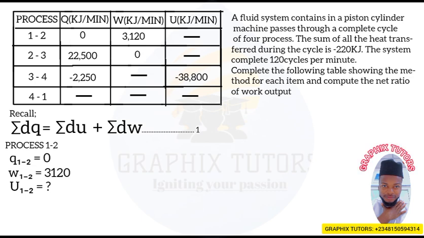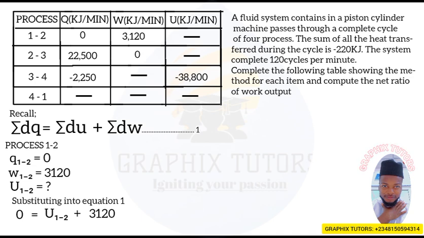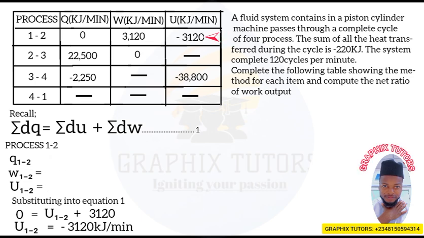Recall, we will substitute our values into equation 1. So the total heat input there is given as Q12, and that is 0, equals the total internal energy, which is not given, and we'll call it U12, plus the total work done here, which is given as 3,120. If I make U12 the subject of the formula, my 3,120 will go to the left hand side, and that will make it negative. So my U12 will now give us negative 3,120 kilojoule per minute. So I'm going to write it in this table here. So that's what I've placed there.